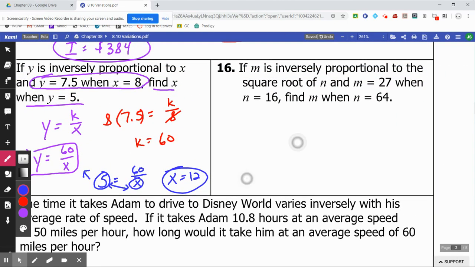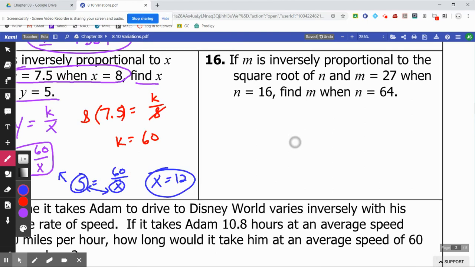Next up, number 16. M is inversely proportional to the square root of n. It's an inverse variation with the square root of n. Let's take your scenario: m is 27 when n is 16. So therefore, you have m is 27. We don't know our constant. N is 16, and the square root of 16 on the bottom is 4. To find that constant, multiply by 4, and you get 108.